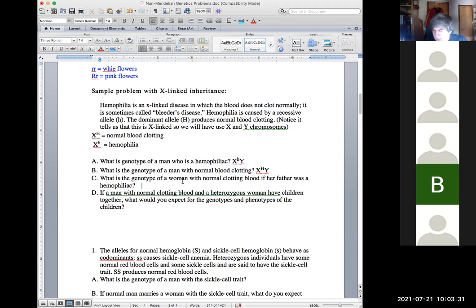So what's the genotype of a woman with normal clotting blood if her father was a hemophiliac? A lot of times when you're asked questions like this, one of the best ways to solve them is to go through it step by step. Okay, well, I guess we should start up here. She's a woman, so we know we're going to have two X chromosomes. She's got normal clotting blood. Well, if she's got normal clotting blood, then she's got to have an X with a big H.